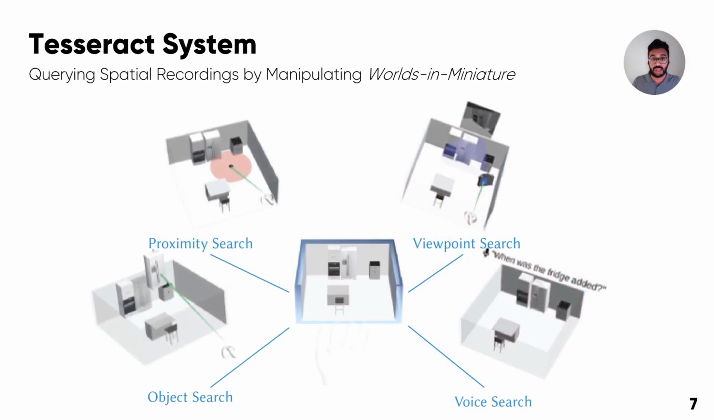How to define the 3D content depends on the type of data one wishes to incorporate in their search. In this work, we explore spatial design recordings from the lens of interior design. Hence, to search spatial design recordings, we created 4 querying tools: object search, proximity search, viewpoint search, and voice search.